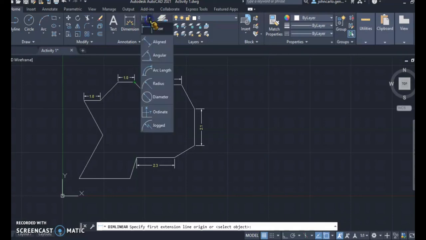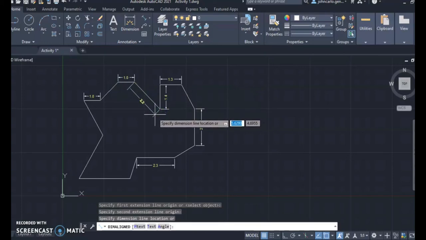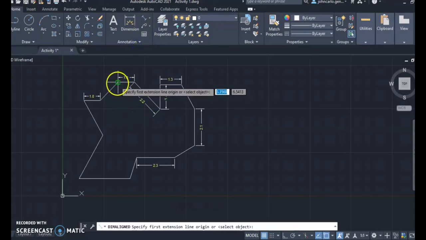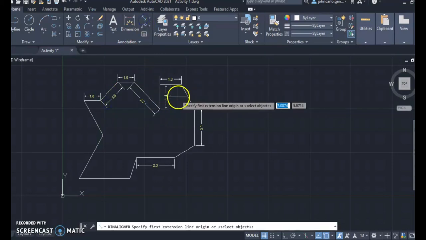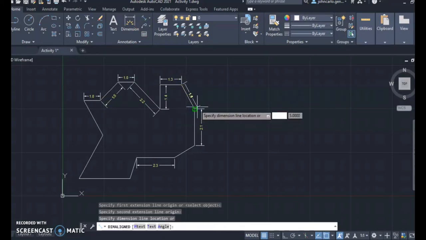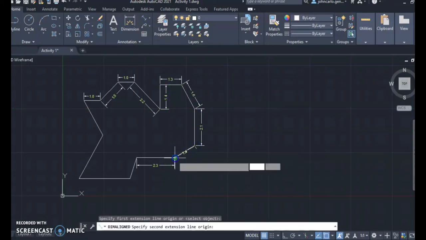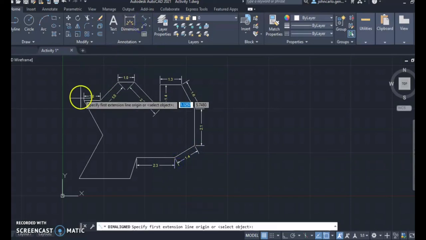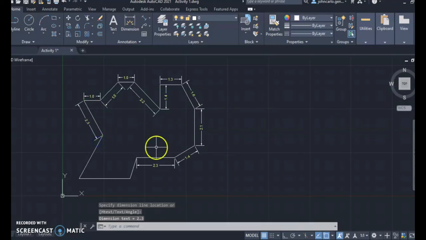The next is the angled lines. 2.2. This is the 1.6. Okay. The 1.4. The 2.3. Okay. That's all the angled lines that we can put.